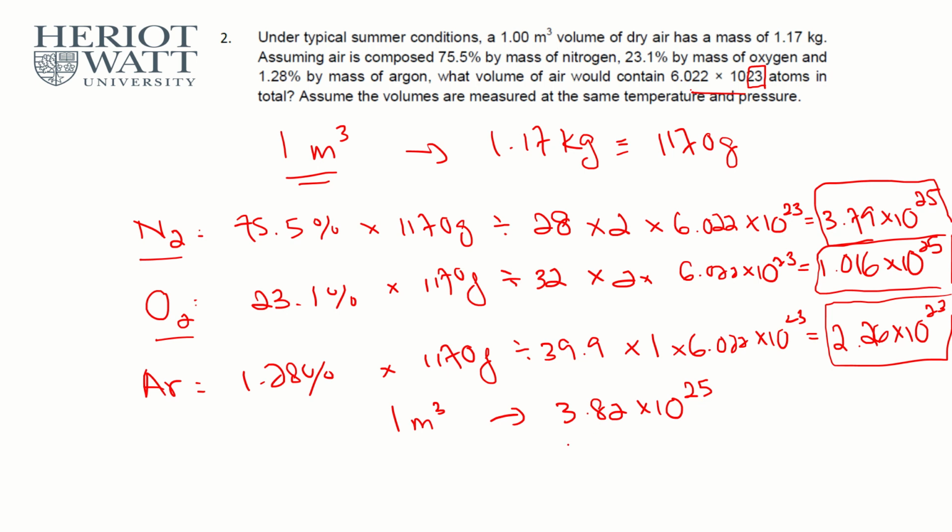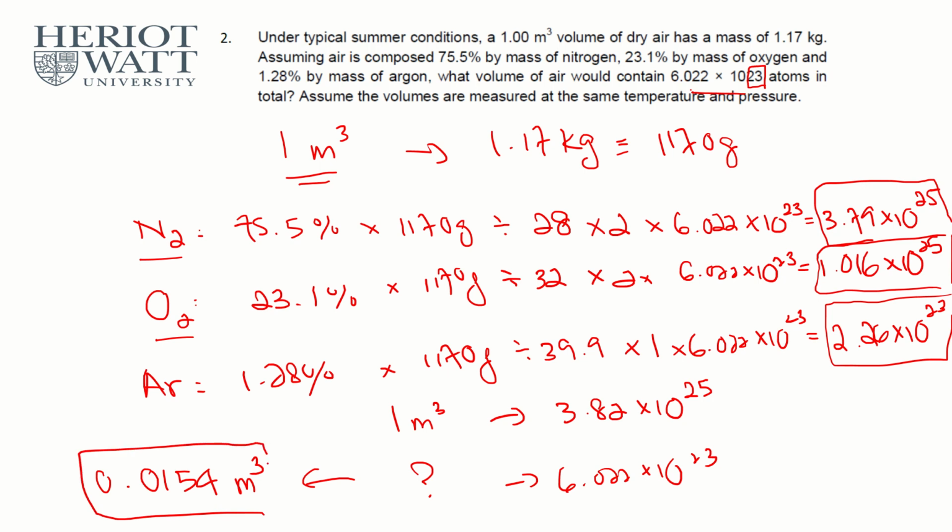And then what will be the volume when it is given as 6.022 times 10 to the power of 33? Then you will get your answer here. My answer here is around 0.0154 meter cubic. Of course, like I said, different decimals and significant figures will lead you to a slightly different answer. Please clarify with me if your answer is different from mine.